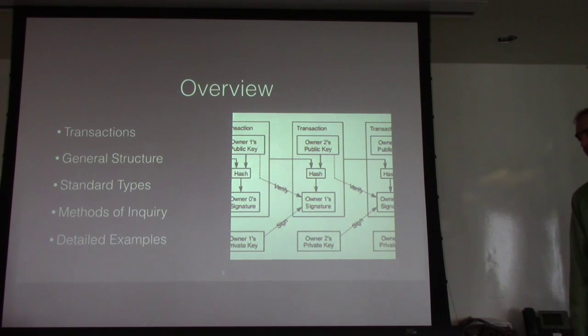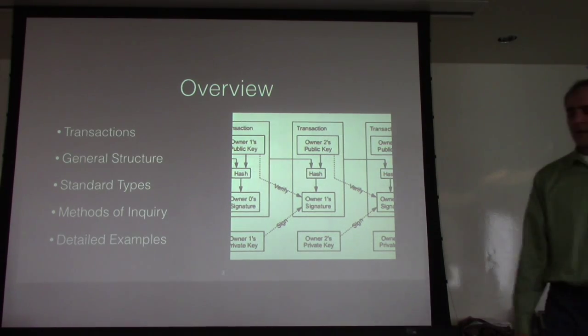So this is, again, how value moves across the network. So in this, we'll talk about transactions in general. We'll talk about their structure. We'll talk about the standard types. And we'll also talk about how I approached understanding a transaction. And then we'll do a couple detailed examples, and then we'll work some examples using Node and making our own.